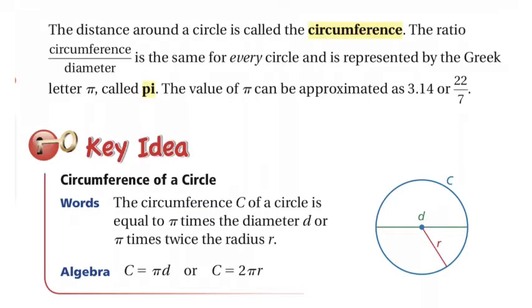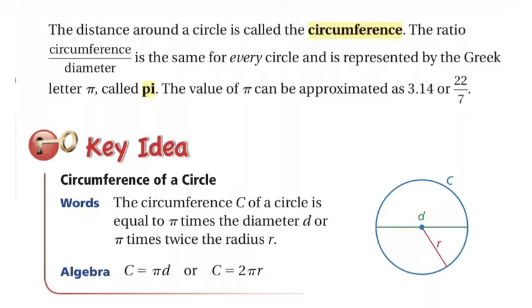Now the distance around a circle is called the circumference. The distance around any other shape we call the perimeter, but circles are special, so we gave it a special name, circumference. The ratio, circumference divided by diameter, is the same for every circle and is represented by the Greek letter pi. The value of pi can be approximated as 3.14 or 22 over 7. We will always use 3.14.